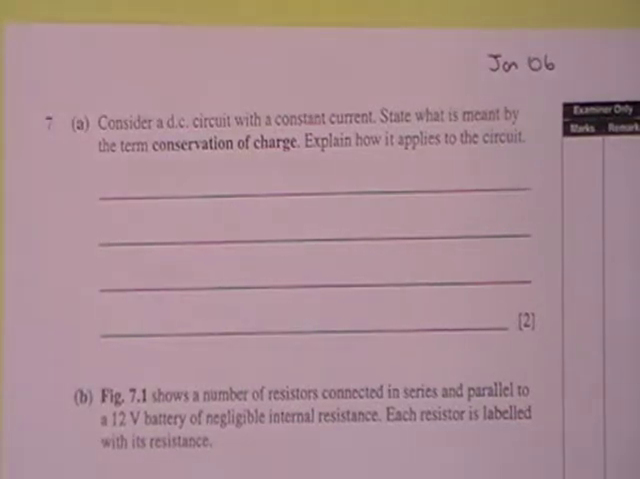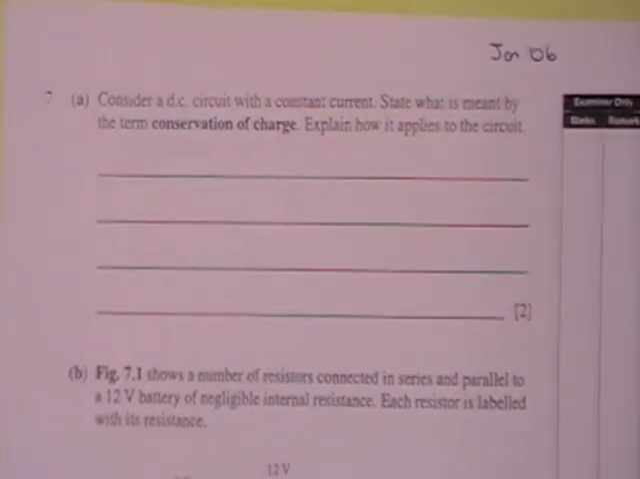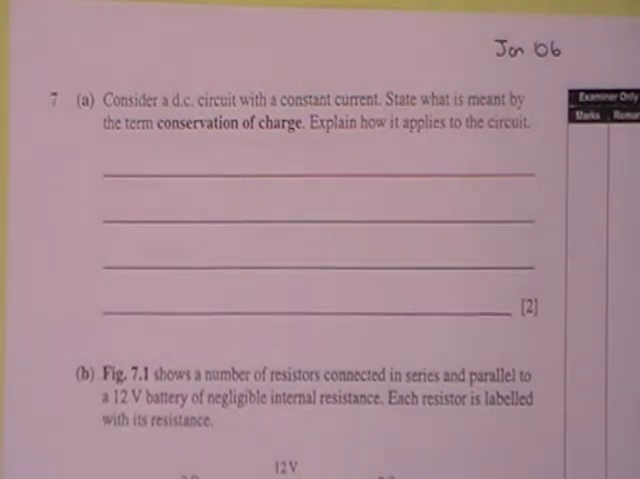This is January 06, question 7 on resistor networks. Consider a DC circuit with a constant current. State what is meant by the term conservation of charge. Explain how it applies to the circuit.